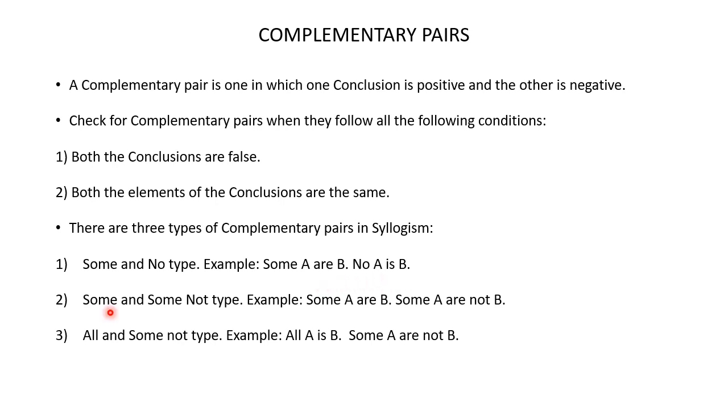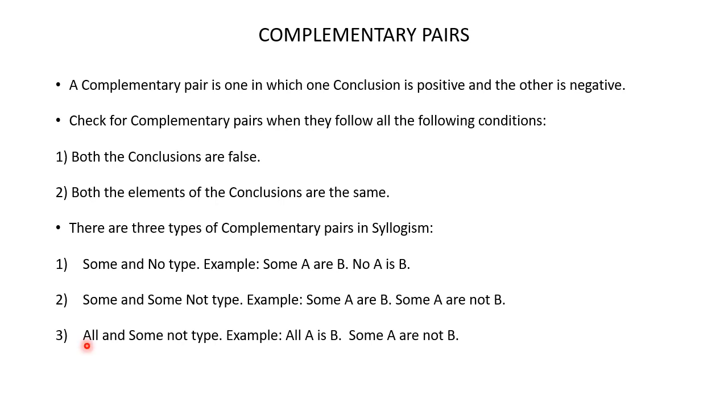Some and some not type. Example, some A are B, some A are not B. These are complementary pairs because this one is positive and this is negative. Also, both the subject and the predicate in these two are the same. That is, it is A and B here and it is A and B here also.